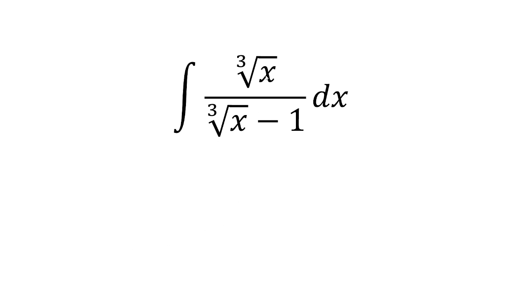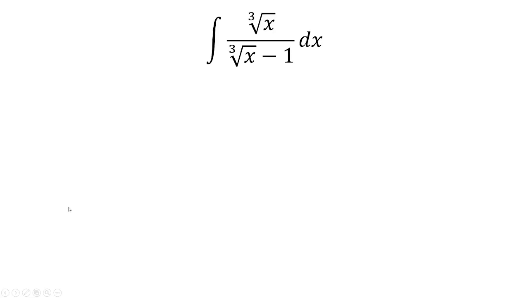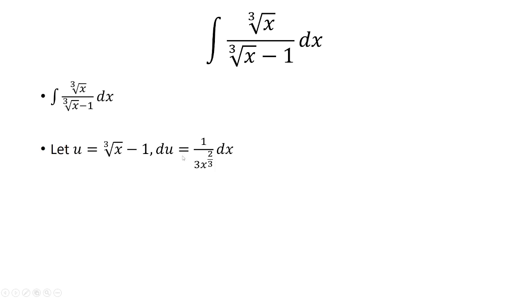In this video, we want to integrate the cube root of x over the cube root of x minus 1. We're going to do this using two different ways. The first way, we're going to make a substitution. So let u equal the cube root of x minus 1. So the derivative will be 1 over 3 times x to the 2/3 power.